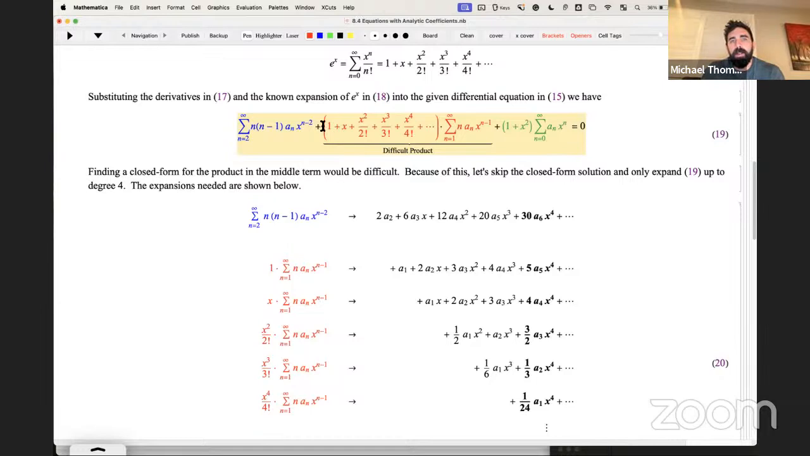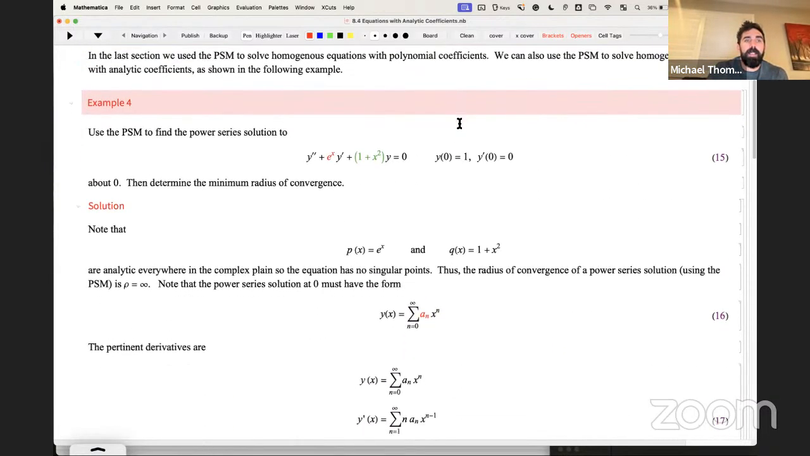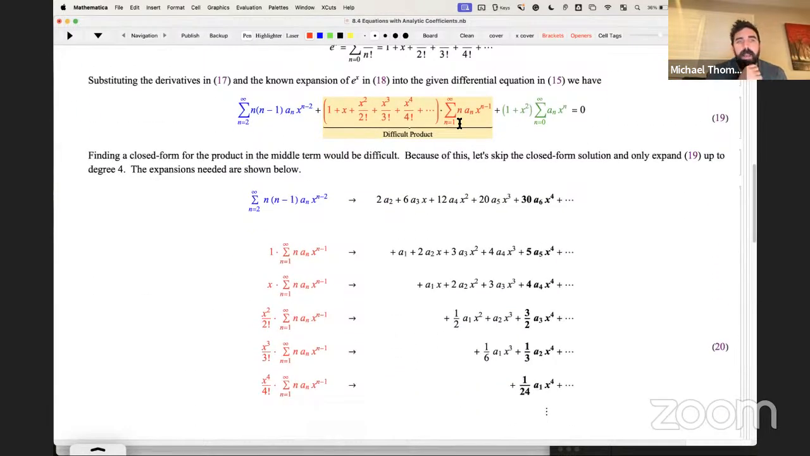So here's the problem. This middle term is going to be somewhat difficult. It'd be easy to push the 1 plus x squared through in there and distribute, but this guy in the middle is an issue because it's hard to figure out a closed form. You'd want to get just a single sigma representation of this, and there's not a nice way to do that.